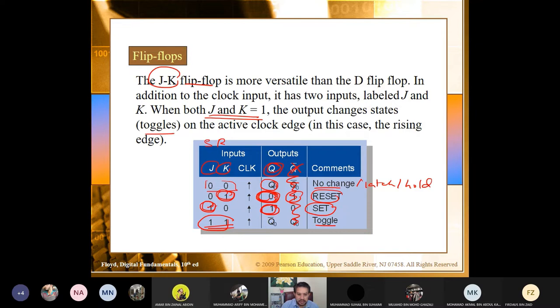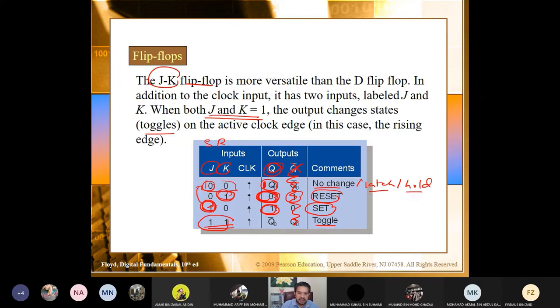So for example, if initially you press 1 for J, then the state of the output will be 1. If you change J to 0 for the next state, Q will remain as 1. Q will be the state of Q, right? So that is what the term latch and hold means.